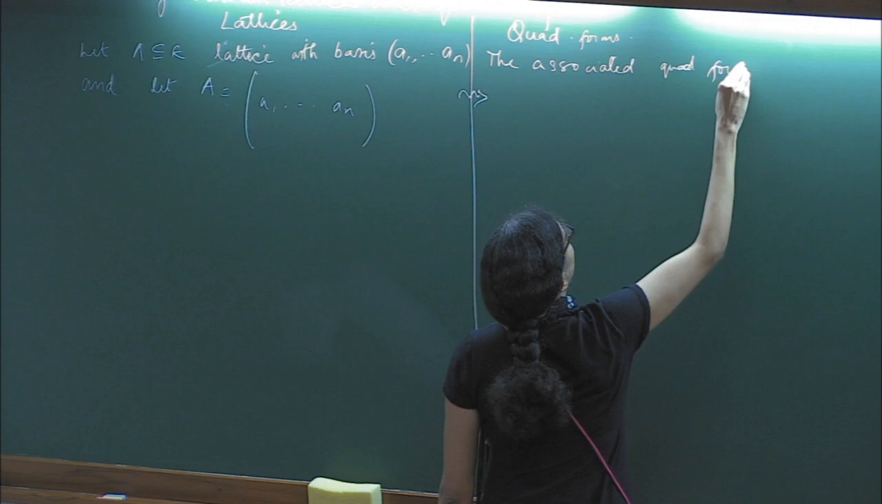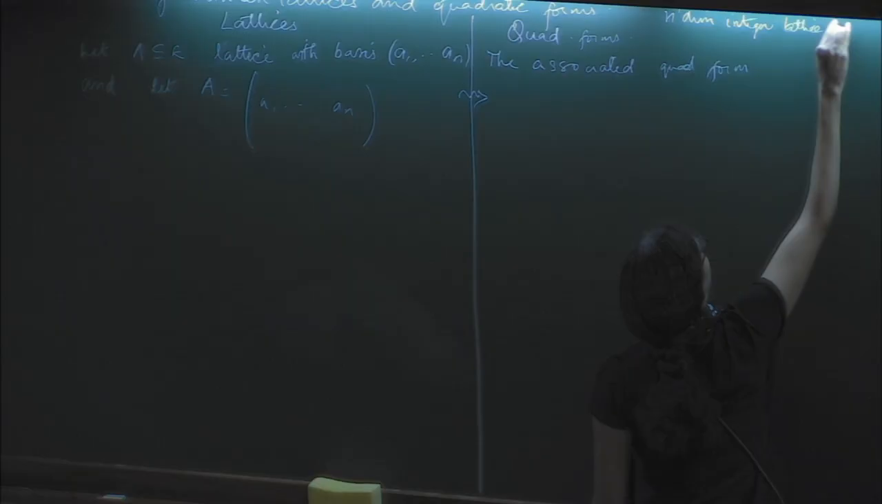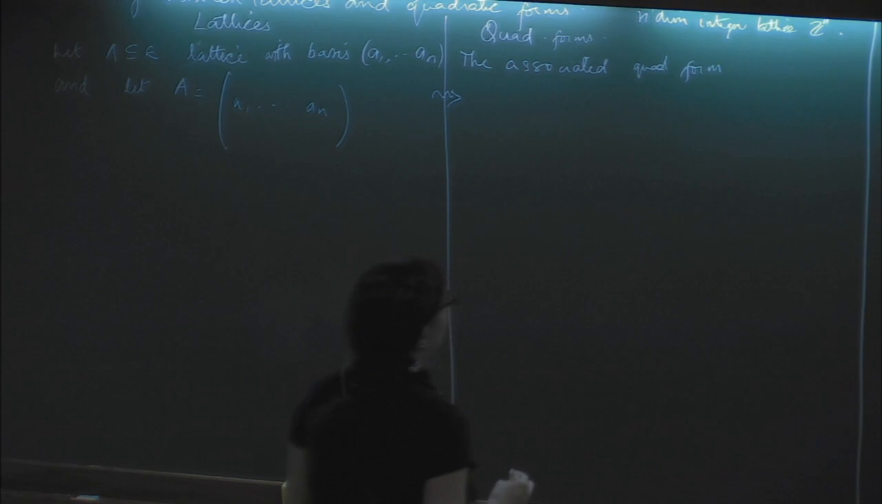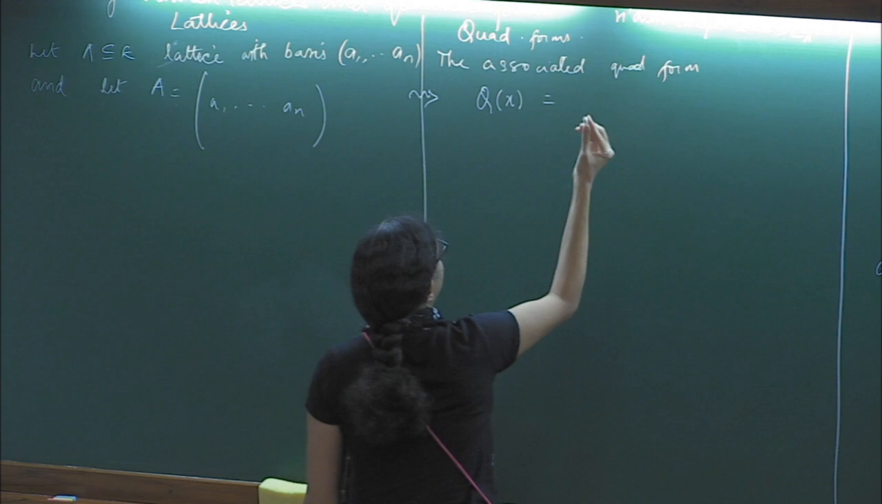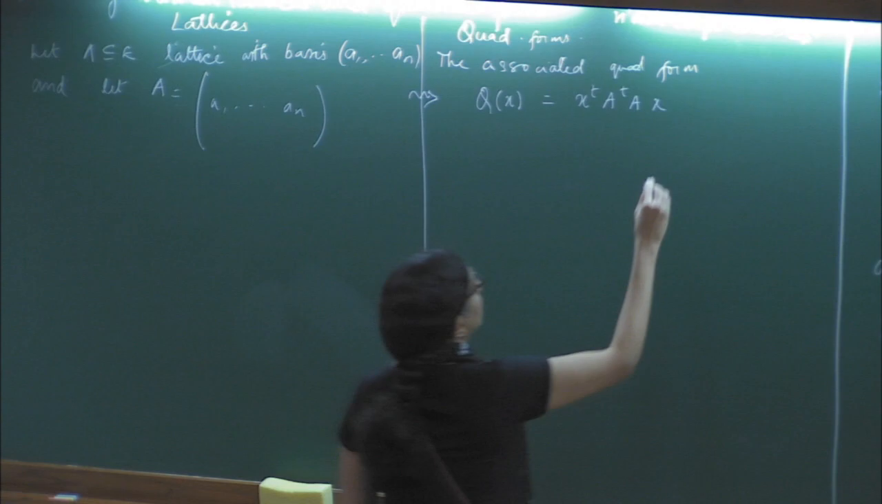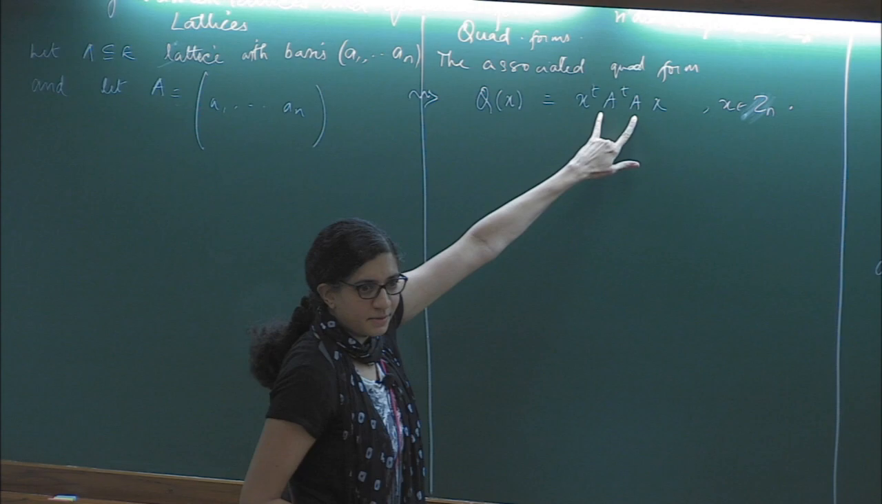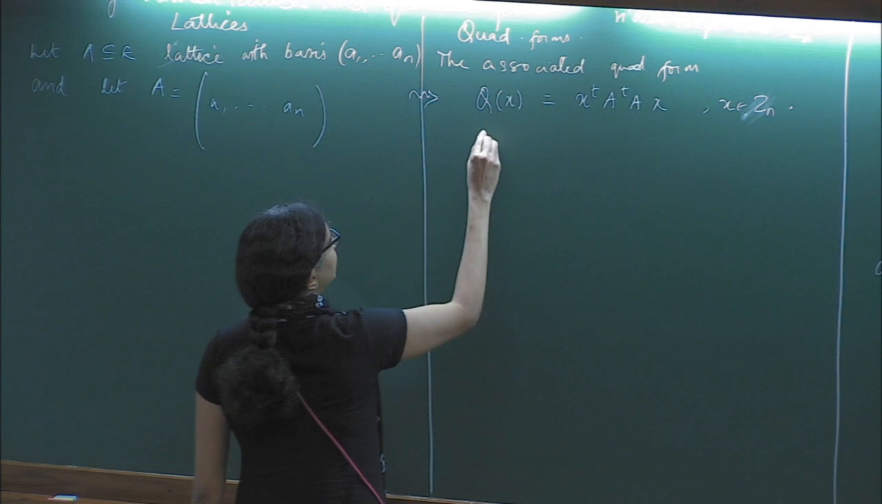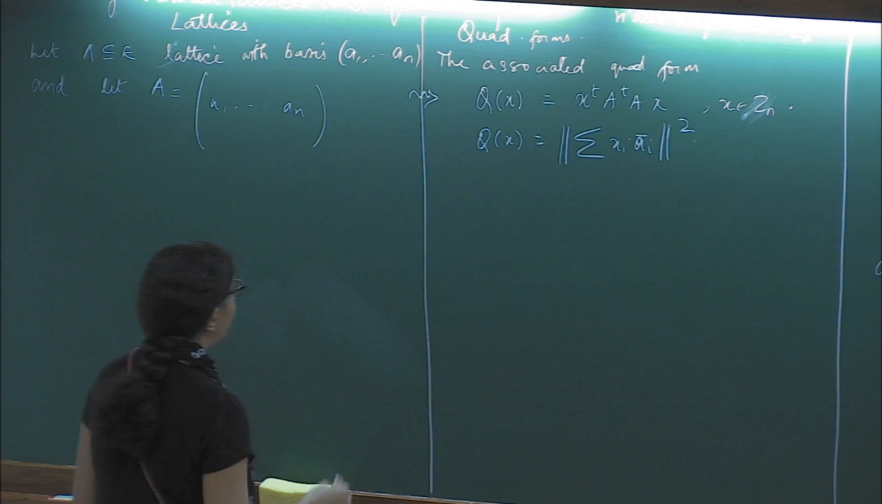I'll denote the n-dimensional integer lattice as Z^n. Then Q of x is x transpose A transpose A x. This is the Gram matrix associated to this lattice, which Tathagata spoke about yesterday. You could also write this as Q of x is the norm squared of sum x_i a_i. So given this lattice, this is the associated quadratic form.